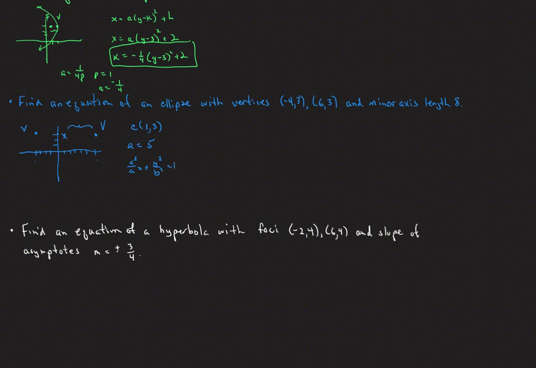So far we've got x minus 1 squared over the a squared, which is 25, plus y minus 3 squared over b squared, and we need to know what the b is. And that's where our minor axis is going to come in. The minor axis is always length 2b, so that means the b is going to be 4, which makes our b squared 16, and makes this our equation of that ellipse.